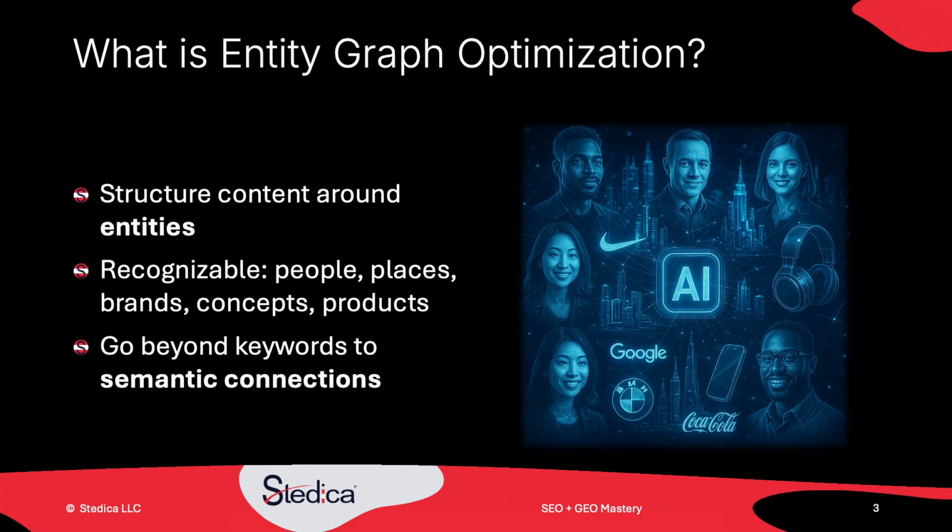What is entity graph optimization? Entity graph optimization is the process of structuring your website content around entities: recognizable people, places, brands, concepts, and things. This helps search engines understand your content at a deeper, semantic level. Entities aren't just keywords. They're clear, identifiable concepts that search engines can recognize and connect.